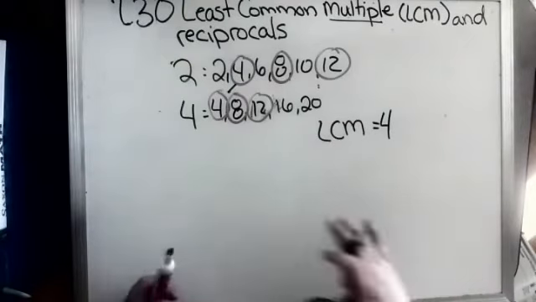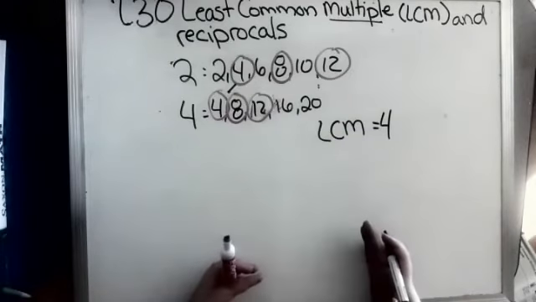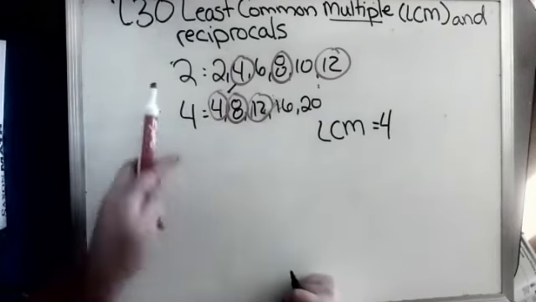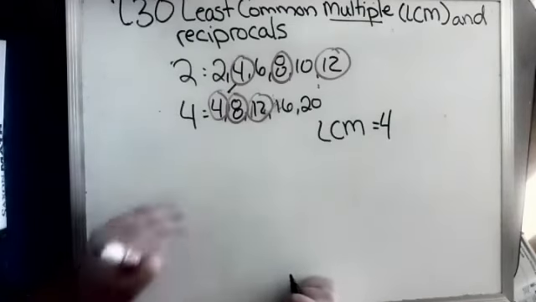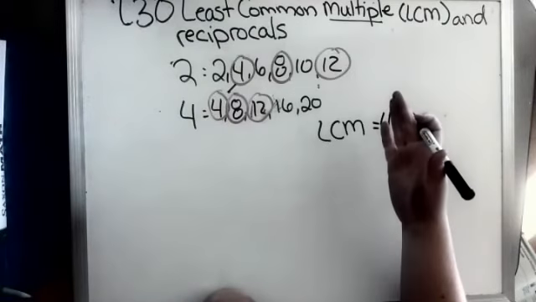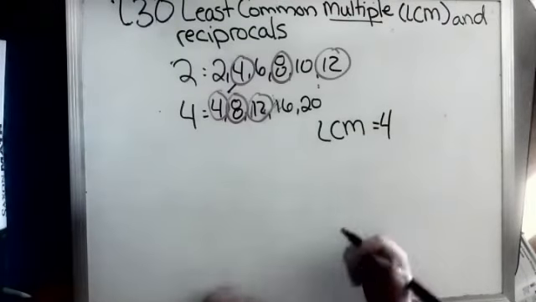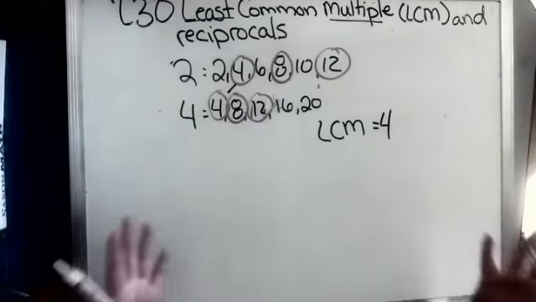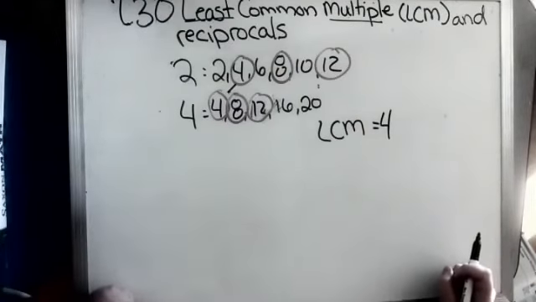Again, the multiples are the products. It is the number you get when you multiply two factors together. One of those factors needs to be 2, or one of those factors needs to be 4, depending on which one you're looking at. You then circle your common multiples, and then you find out which one is the least or the smallest. That is least common multiples or LCMs.